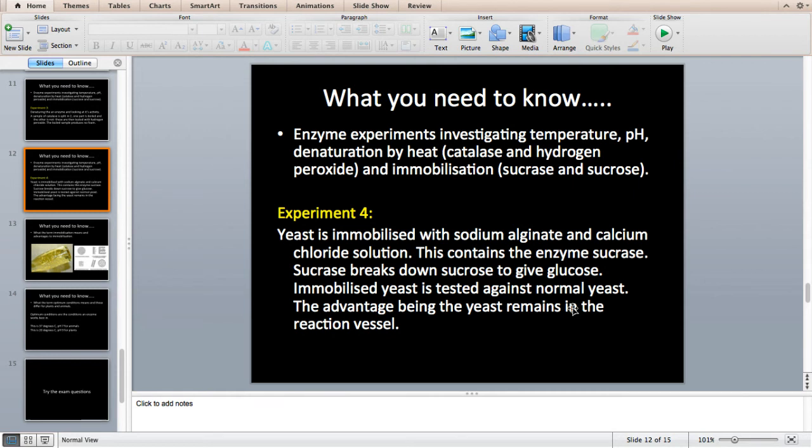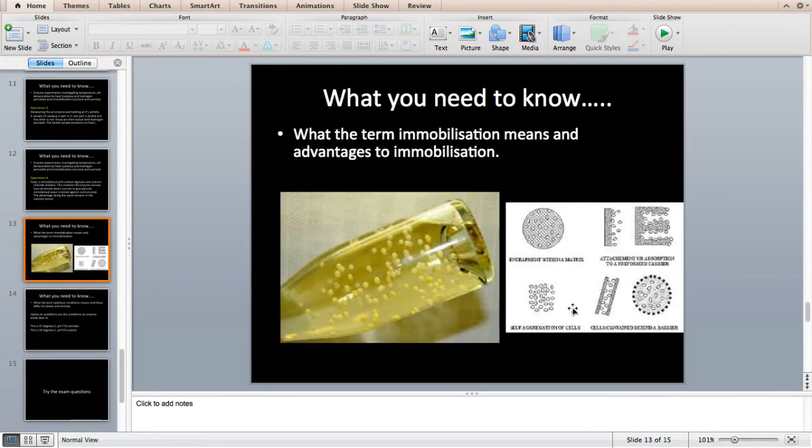So the whole advantage, girls, of immobilizing enzymes is that they can be reused again and again and again, and they don't mix with the product. Now, so there's our immobilization, girls: it means to trap something in one place, and the advantage of immobilization is that the enzymes can be reused and that they do not mix with the product.